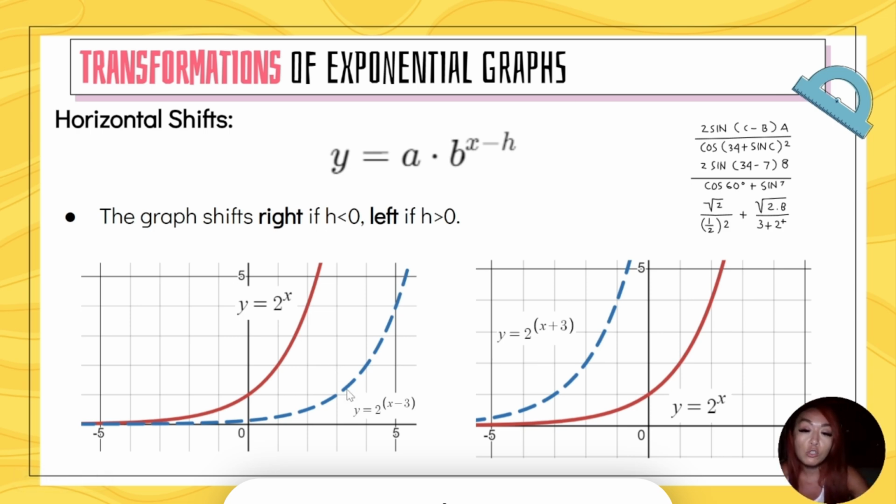Right? So in the first graph, since the exponent becomes x minus 3, that means the graph is shifting to the right 3 units. And in the second graph, since the exponent is x plus 3, the red graph shifted to the left 3 units.